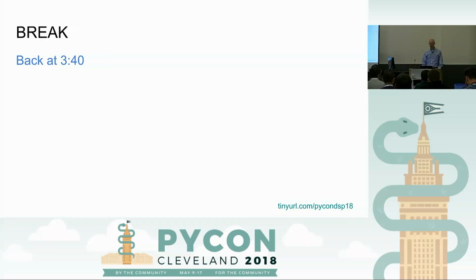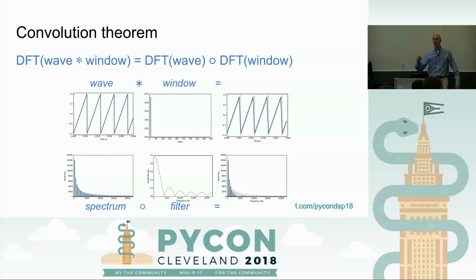Okay, we are back. What have we learned? All right, we learned that when you do convolution in the time domain, it corresponds to multiplication by a filter in the frequency domain, and that filter is the Fourier transform of the window.